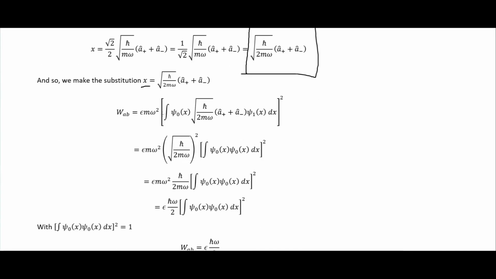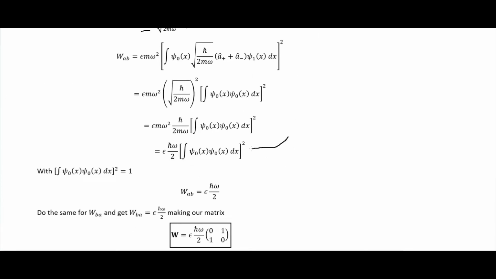And so we substitute those in, and we are just squaring it essentially, because we are just multiplying them by each other. After we solve through that, we end up with this right here. But the integral of these two things multiplied by each other and then squared will be equal to 1, since they should be normalized. And so we end up with this right here.